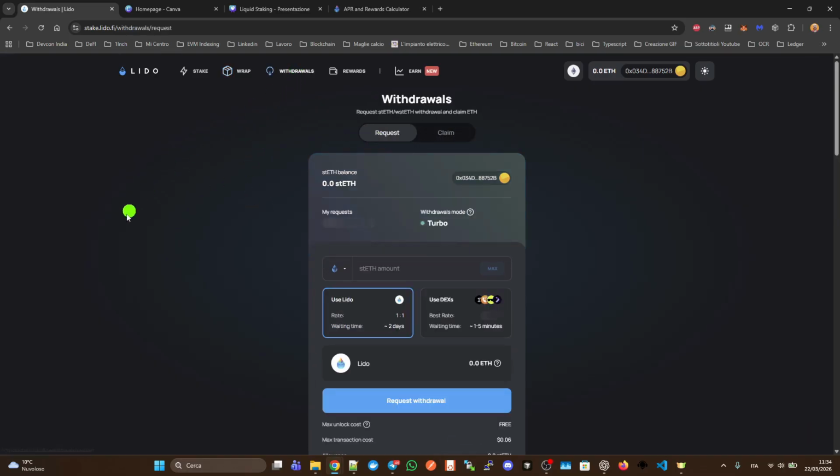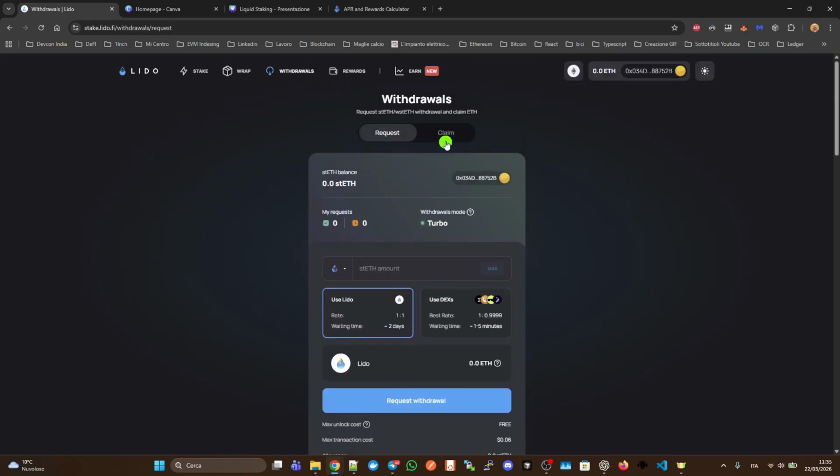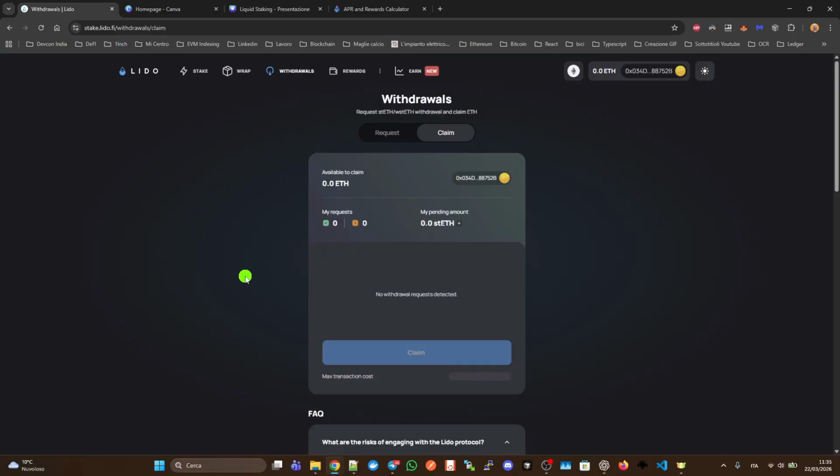Then here you can also withdraw. Once you have deposited your staked ETH, you may want after a while to take your ETH back, and here you can do it. You select the amount of staked ETH that you want to withdraw. You make the request, you submit the withdrawal request, and then you can also claim.